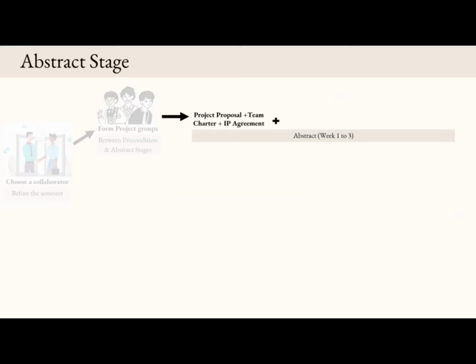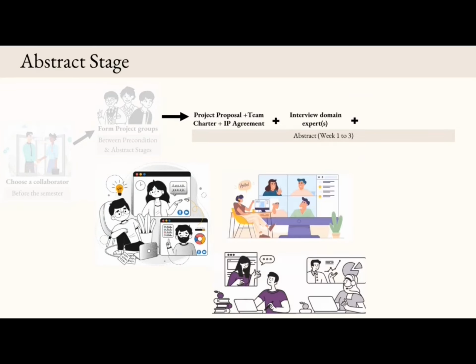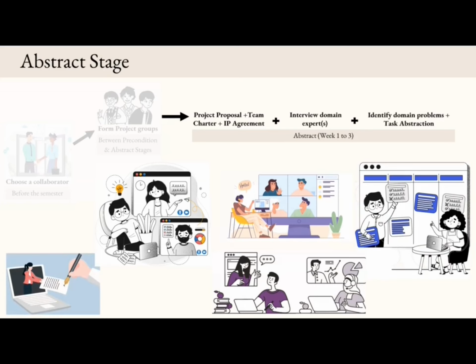The next step is the abstract stage. In this stage, the students create a team charter to manage expectations, responsibilities, and logistics of their collaboration. They also interview their corresponding partners over Zoom, and both parties also sign an IP agreement using online tools like DocHub. Finally, reflecting on the interviews, the students identify the domain problems and conduct task analysis for their projects.